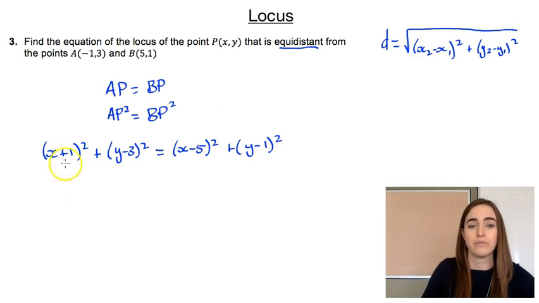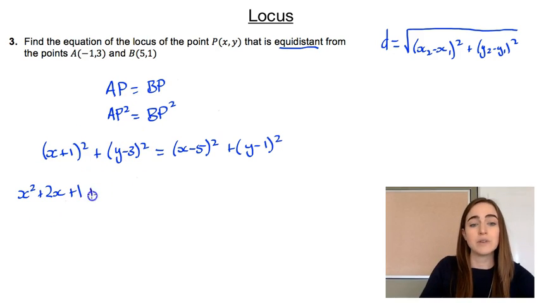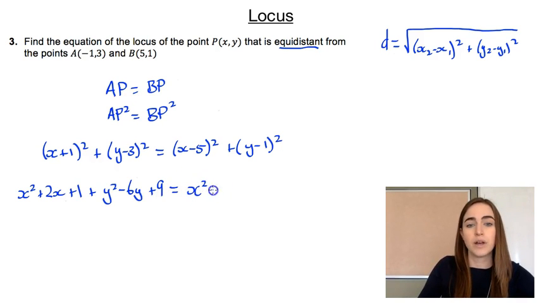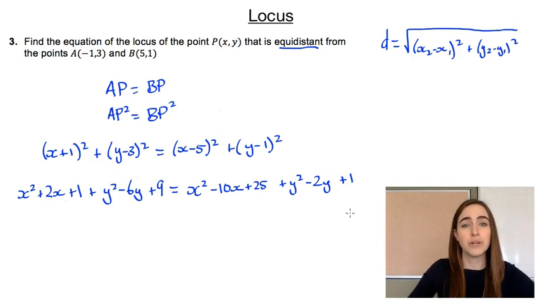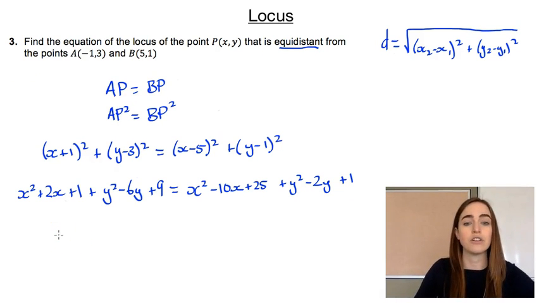So expanding this one out, we would have x² + 2x + 1. So don't forget that when you're expanding something like that, you are going to end up with 3 terms. Then expanding this one, we'd have y² - 6y + 9. And that's going to be equal to x² - 10x + 25 + y² - 2y + 1. So now this is looking like a pretty huge mess, but if we try and bring it all over to one side of that equal sign, it's going to be a lot neater.